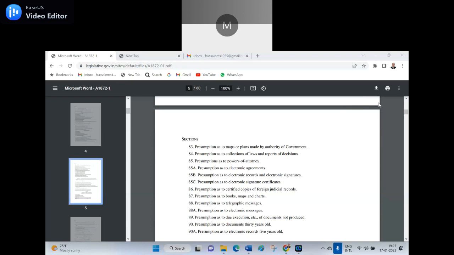Has anyone taken a screenshot when the maximum members were there? At least post it to me so that we have the record whether the participants are decreasing or increasing. 9 members are there, sir. No, I saw one time 10 members were there, but now it's 9 members.